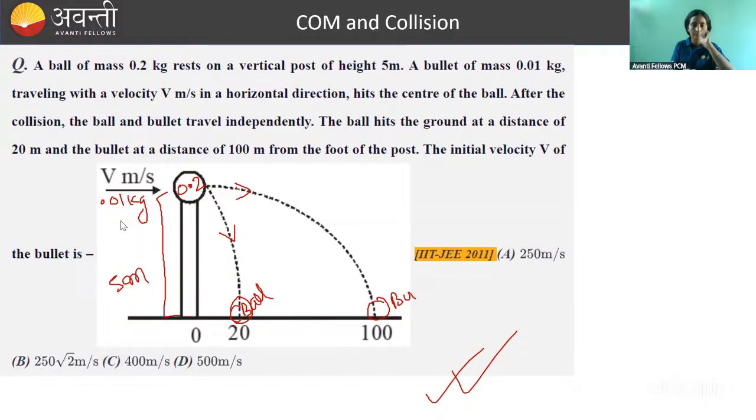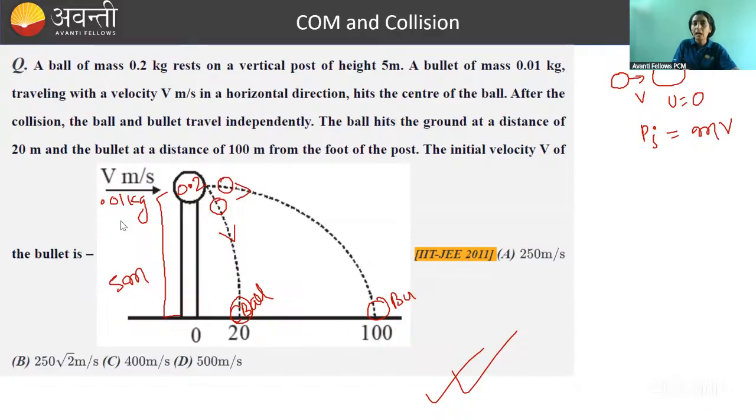Let's say there is a collision happening between the bullet and the ball. Bullet is here, ball is here. Initially the ball is at rest, and the bullet is moving forward with a speed u. So if I write the initial momentum of the system, it is equal to how much? Mass of bullet into velocity of bullet. During collision their speeds will change, but the final momentum will remain what? Conserved.